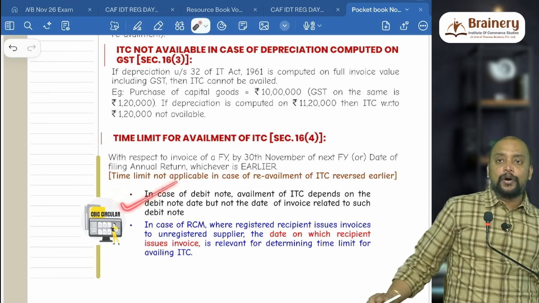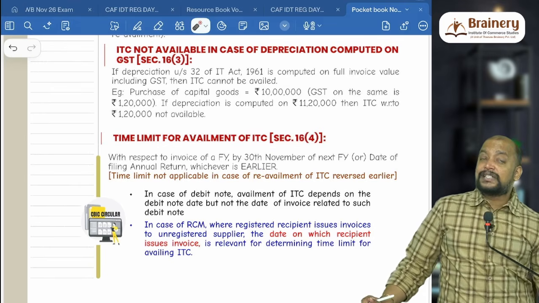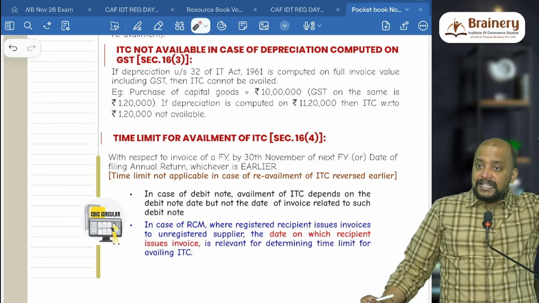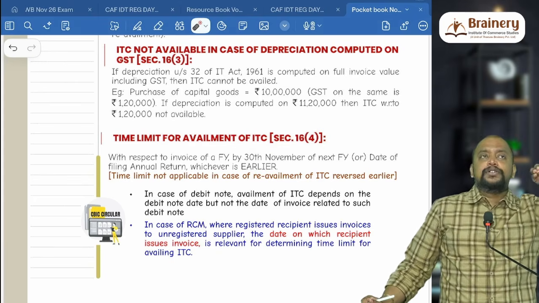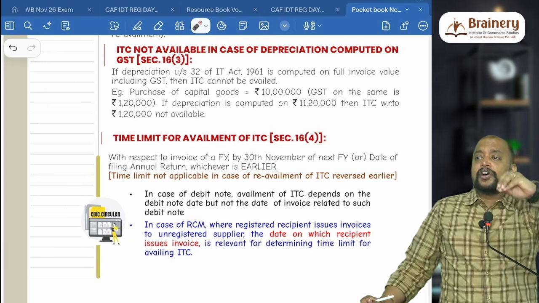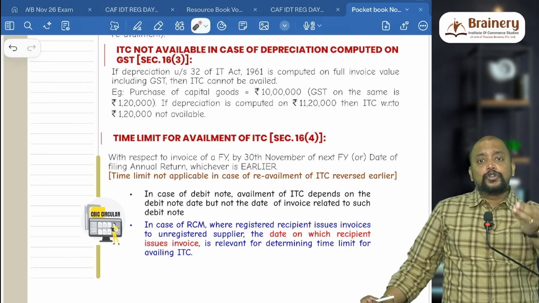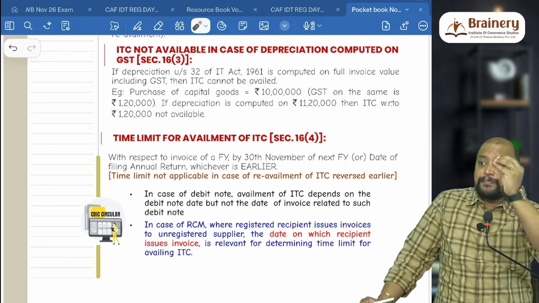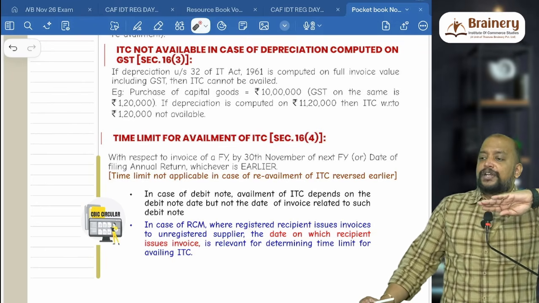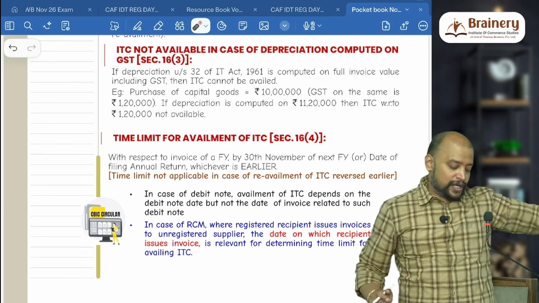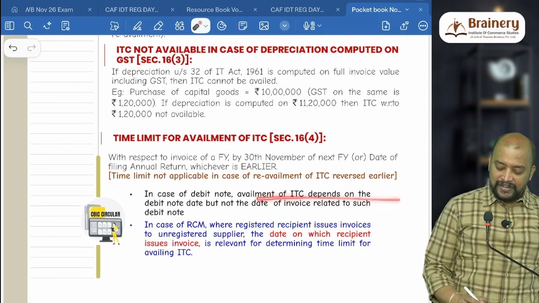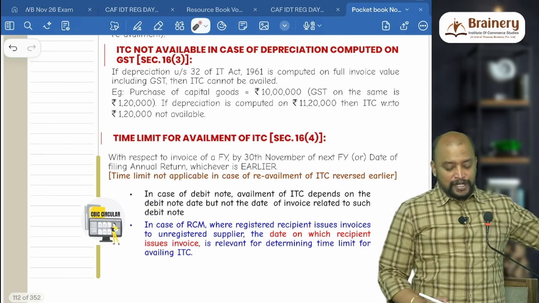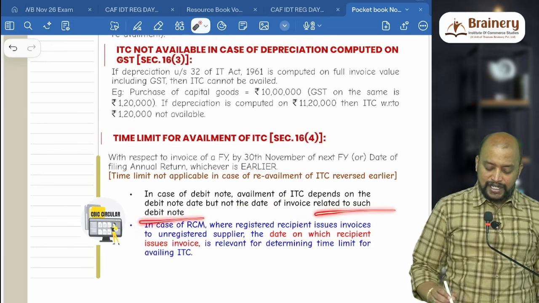In case of debit note, don't see the invoice date for fixing the time limit. See the debit note date. If the debit note is given on 10th of October, you see 10th October 2026, and based on that you decide the time limit for the debit note. So don't connect it to the invoice. In case of debit note, availment of ITC depends on the debit note date, but not the date of the invoice related to such debit note.